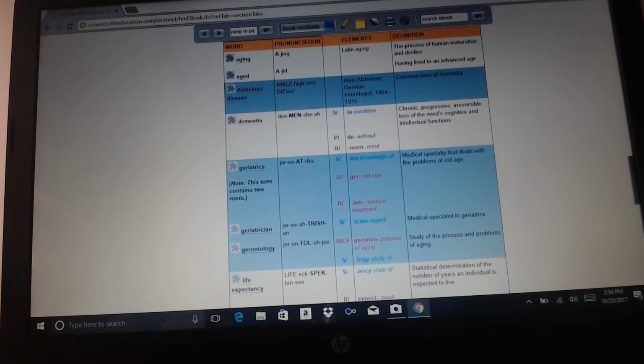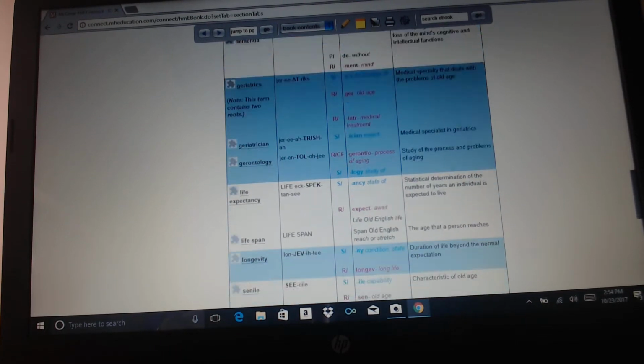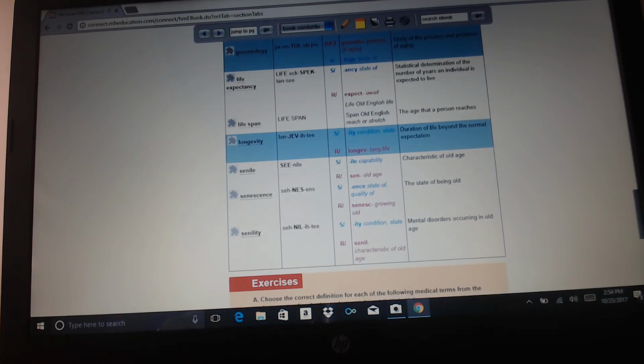Life expectancy, expect is await, ancy is state of: the statistical determination of the number of years an individual is expected to live. Lifespan, Old English for life, and span, Old English for reach or stretch: the age that a person reaches. Longevity, longev is long life: duration of life beyond the normal expectation.